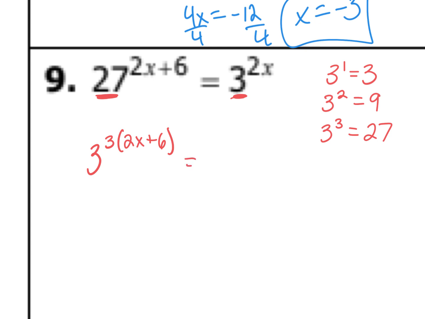On the right side, do I need to rewrite the right side? No, it's good. Already has it. All right, what are we doing?